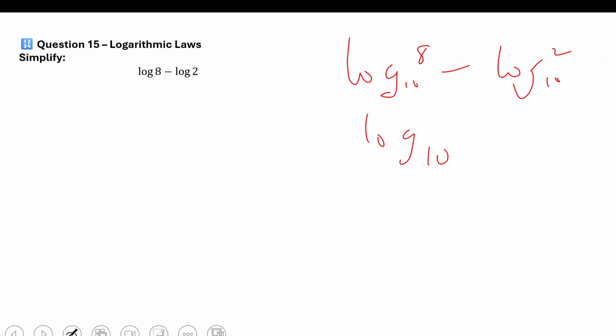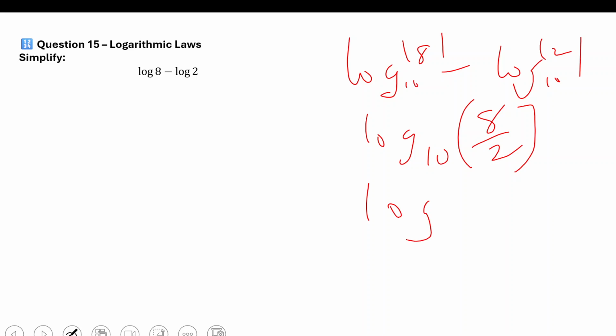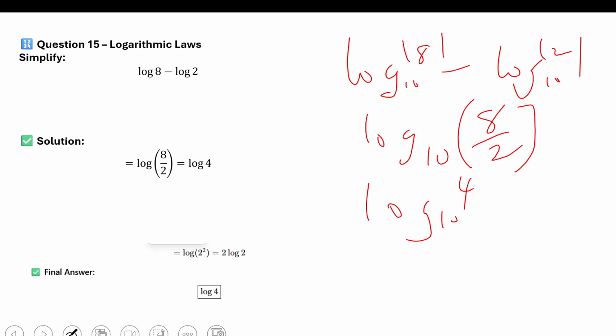Okay, so laws of logarithm. Log 8 minus log 2. Minus is division. So if I have log 8, that is log 8 to base 10 minus log 2 to base 10. So just take the same base and divide the numbers here. Divide it. So 8 divided by 2 is log 4 to base 10. So this is the answer.